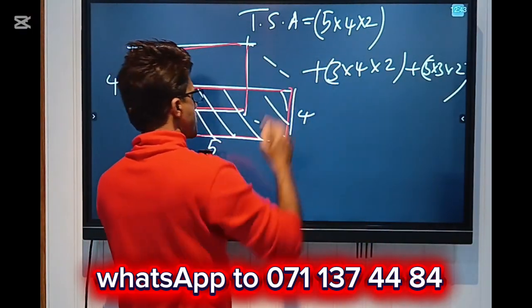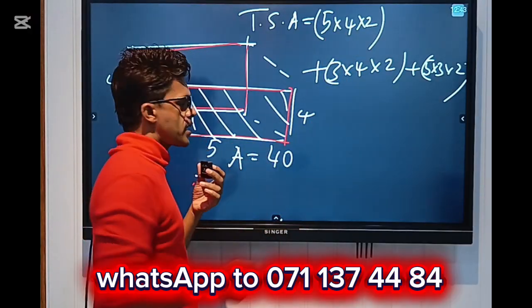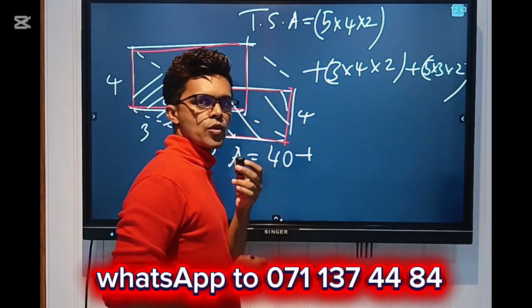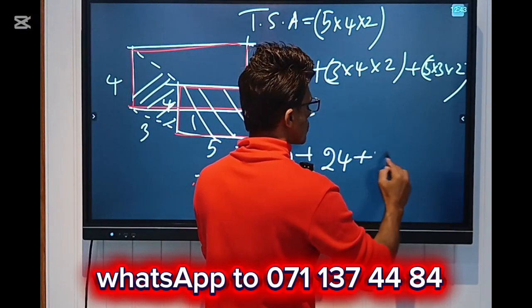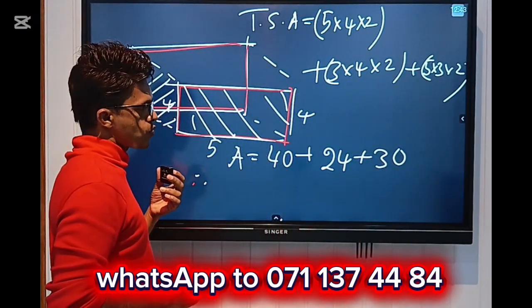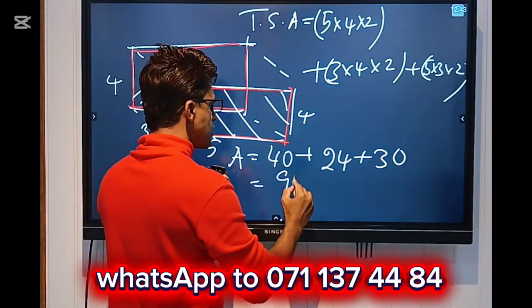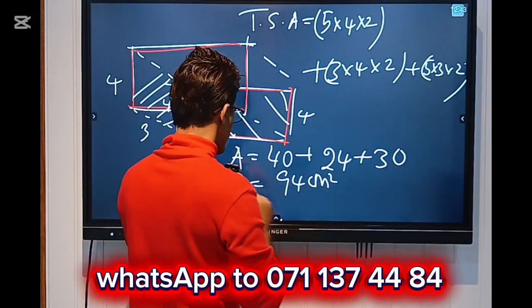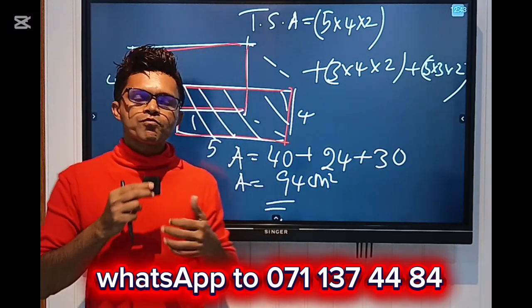So 5 times 4 is 20, 20 times 2 is 40. 3 times 4 is 12, 12 times 2 is 24. And 5 times 3 is 15, 15 times 2 is 30. So you can add these values: 40 plus 24 plus 30 is 94. Then 94 cm squared is the area of this cuboid.